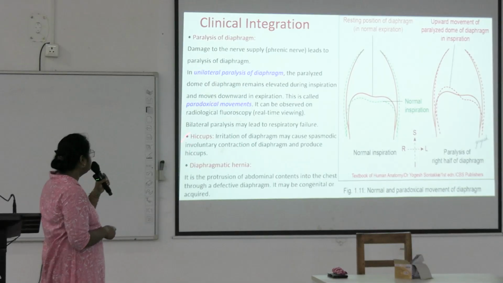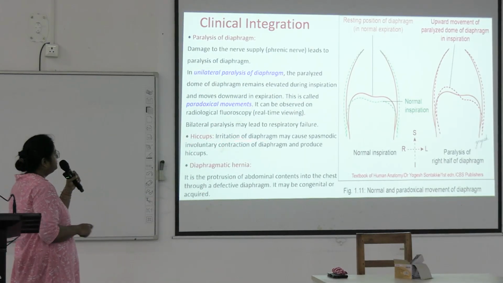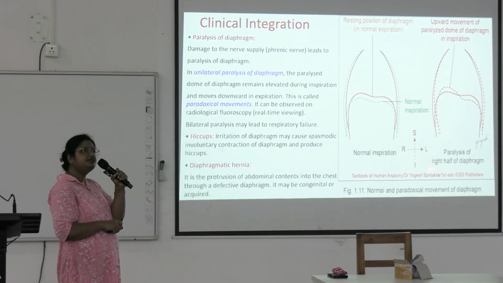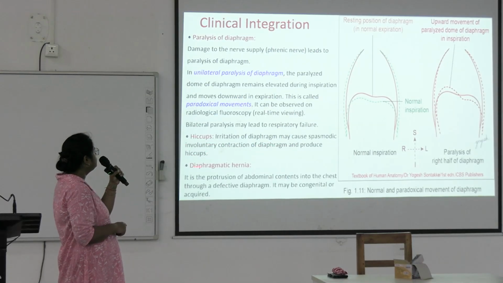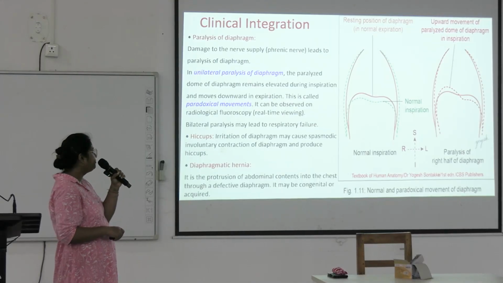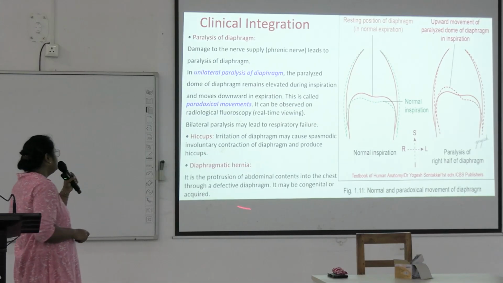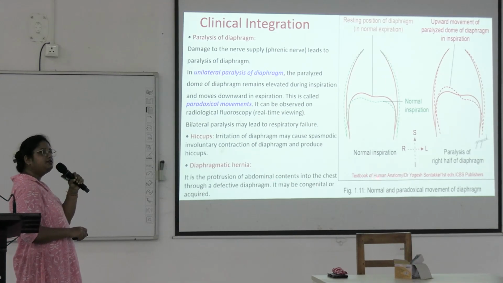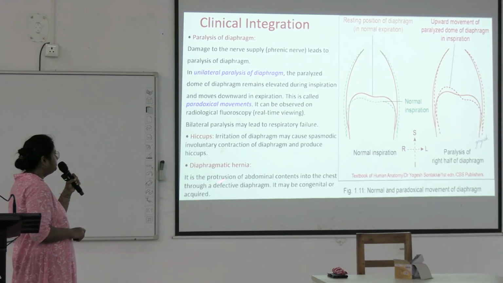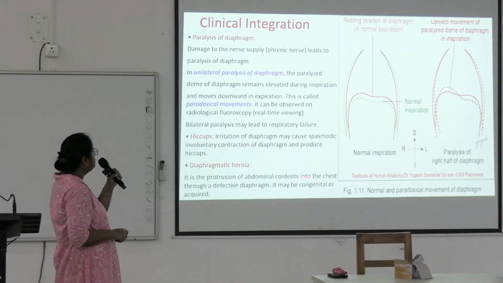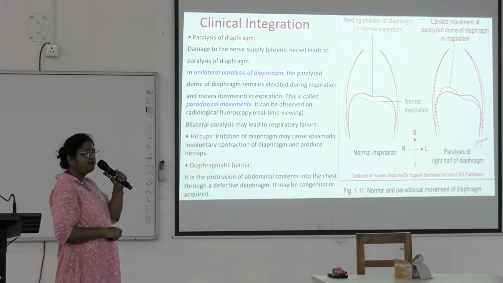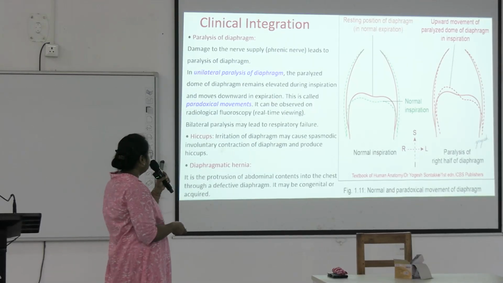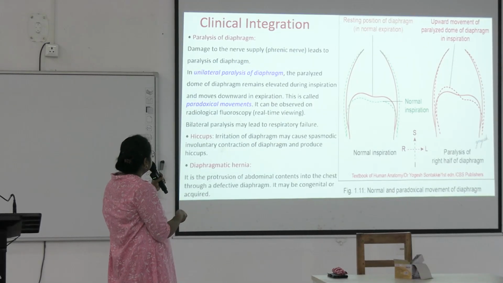Hiccups. How does a hiccup occur? Irritation of the diaphragm may cause spasmodic involuntary contraction of the diaphragm, and it produces the hiccup. And diaphragmatic hernia is the protrusion of abdominal contents into the chest through a defective diaphragm, and it may be congenital or acquired. So diaphragmatic hernia we will discuss in detail.